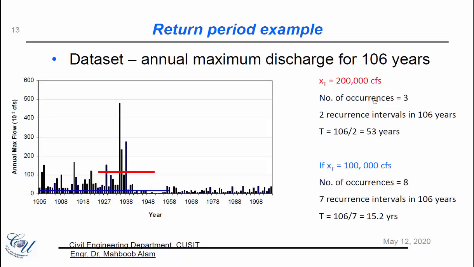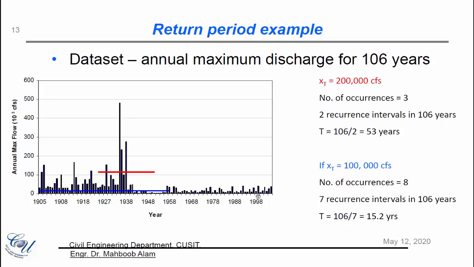We also looked into this example. So let's say we are calculating the return period here. Let's say you have a certain record of discharge data available to you, for example from 1905 to maybe 2000 or 2005, and you have the annual maximum flows available to you. So for each year, you have the maximum amount of discharge available to you.